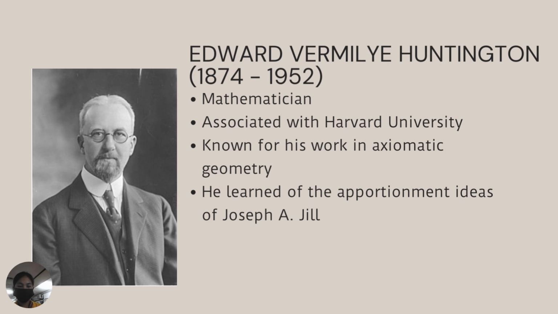Edward Vermeil Huntington was the founder of the Huntington-Hill apportionment method. He was a mathematician associated with Harvard University, known for his work in asymmetric geometry. He learned of the apportionment ideas of Joseph A. Hill.